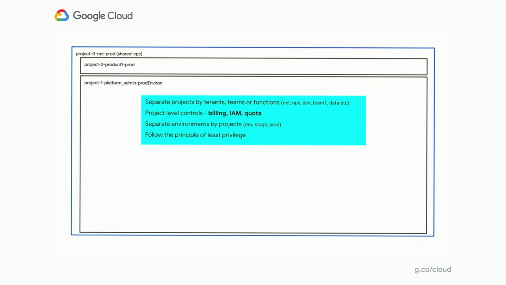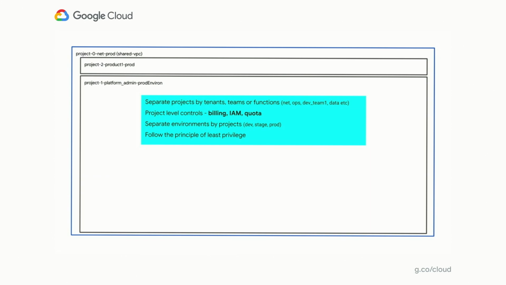When I think of projects, I think of 3 kinds of levels of control. Billing is done at a project level. So anytime I want separation of billing, by environment, by team, by function, it's a good way to put a project boundary around it. Access management is done at a project level. So things that are owned by, let's say, the platform admins team should belong in the platform admins project, and things that are owned by the product team should belong to the product. And last but not least, quota is done at a project level. So where you don't want to share quotas between different teams, it's much easier to just put a project boundary around it.